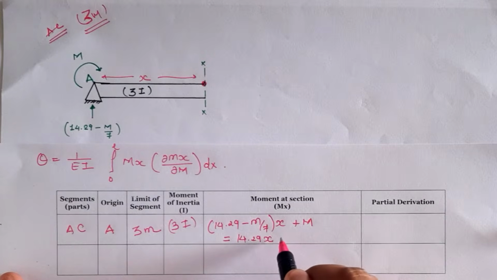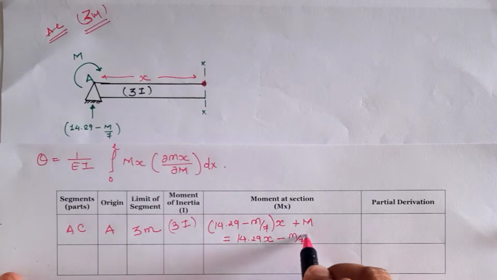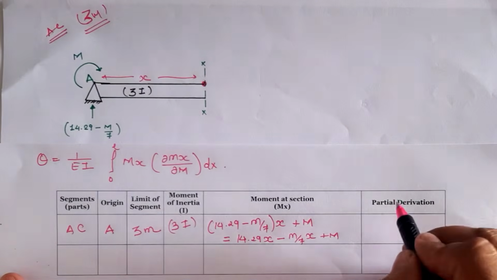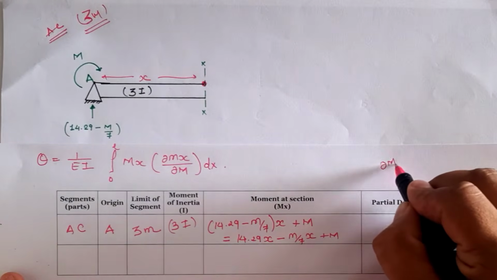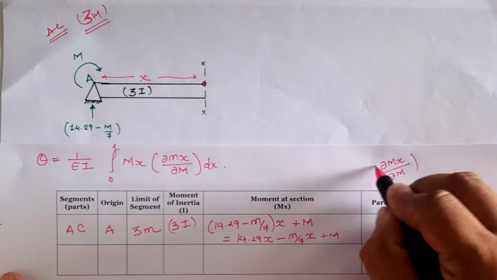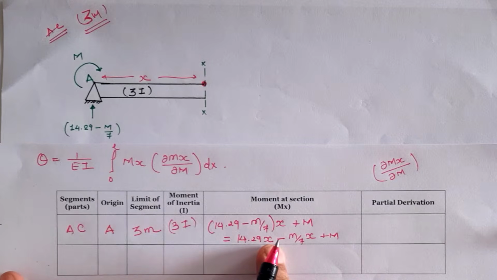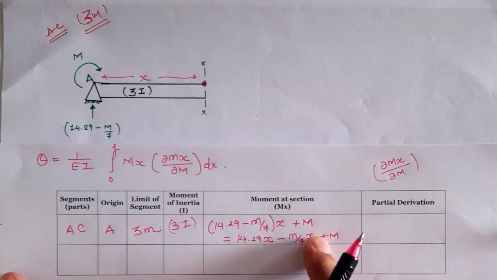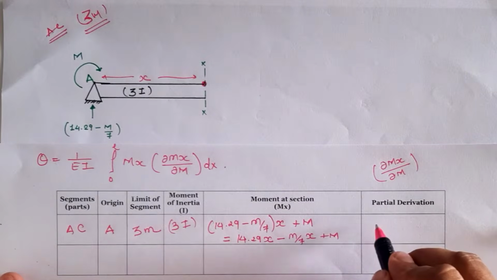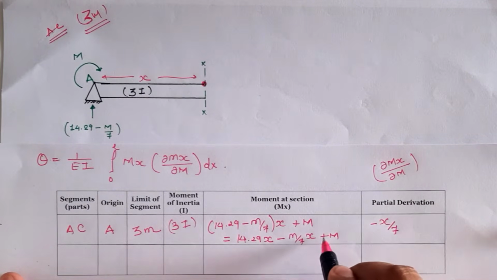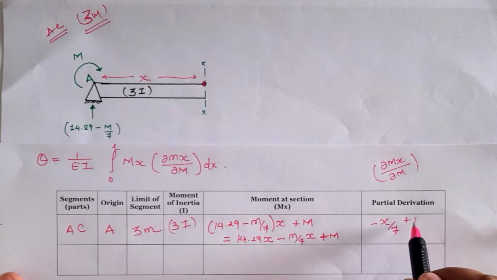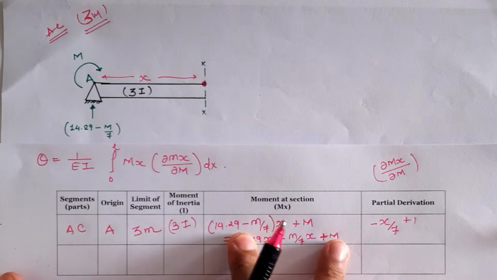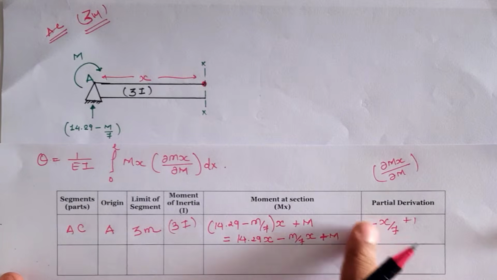Now solving this equation, we will have 14.29 into X minus M by 7 X plus M. The partial derivative according to Castigliano's theorem is del Mx by del M. So the partial derivative of the sectional moment with respect to M: 14.29x gives 0, minus M by 7 into x with respect to del M gives minus x by 7, and the partial derivative of M with respect to M is 1. So the partial derivative of this sectional moment is 1 minus x by 7, or minus x by 7 plus 1.